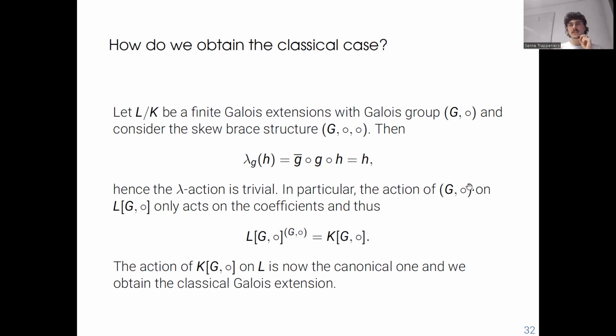But now this means that the action of G, we still have it acting on L with the usual Galois action, but on the group-like elements here, it's not going to do anything. So one can easily verify that the elements living in the fixed points are just the ones where the coefficients are living in K. And now the action of KG, given by this formula on L, is just the canonical one that we saw earlier. So in this case, starting from the trivial skew brace structure, we find the classical Galois extension again.